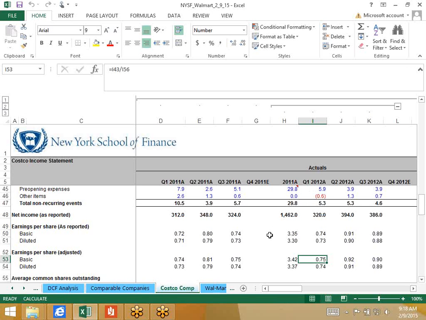Okay, so now we talk about making LTM and calendarization adjustments. And one careful thing that you have to do with the comps is to make sure that the time frame of all the comps, of all the companies that you're comparing against, are in the same time frame as the company that you are comparing. So in other words, we're using Walmart as our basis of comparison. And Walmart has a year-end date as of January 31st, 2012.